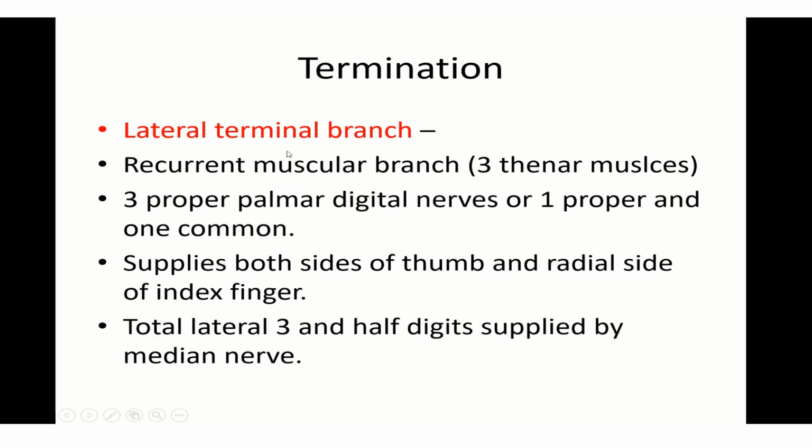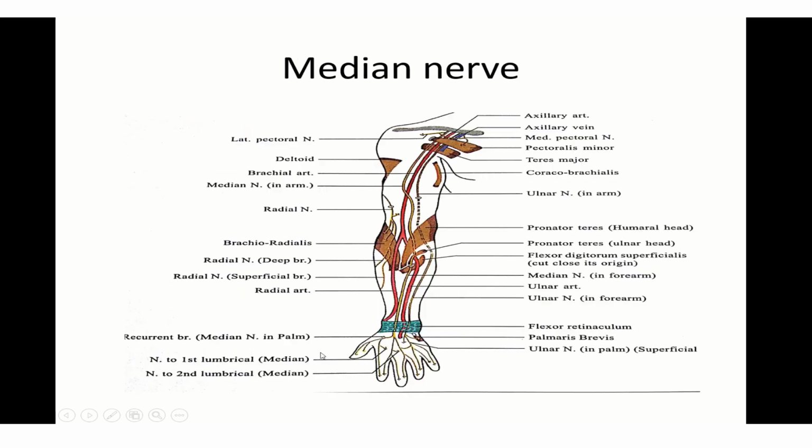So termination, lateral terminal branch. So recurrent muscular branch. So this is the most important branch which is supplying the three thenar muscles. So three proper palmar distal nerves or one proper and one common. So supplies both sides of thumb and radial side of index finger. Total lateral 3.5 digits supplied by the median nerve.